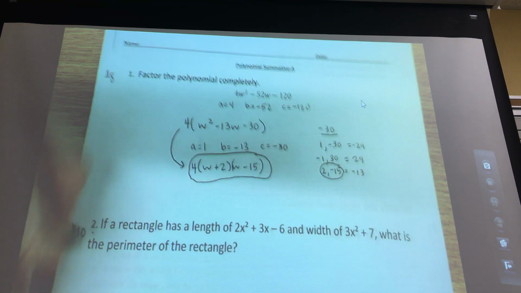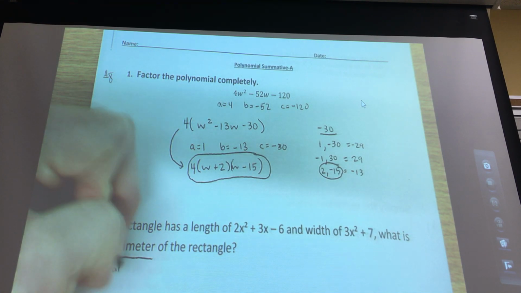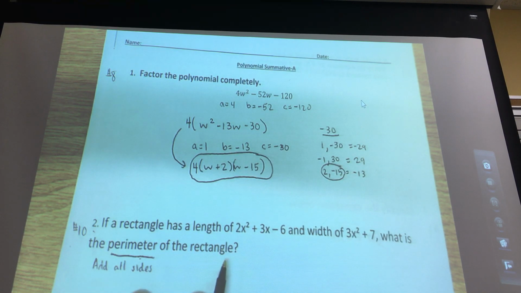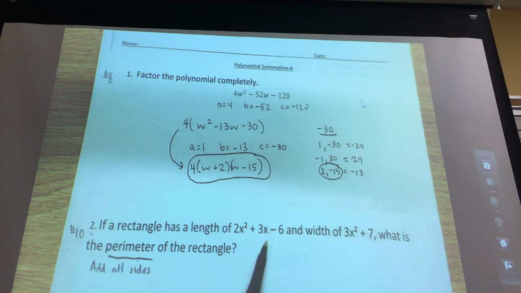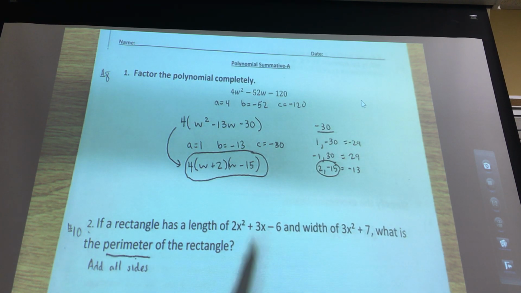Well, a lot of kids got this mixed up. Perimeter is where you add all sides. So in this case, I have a rectangle which has 4 sides. I have 2 lengths and 2 widths. So you have 2 options. You can either take both of these and multiply them both by 2 and add them, or you can add all of them at the same time.